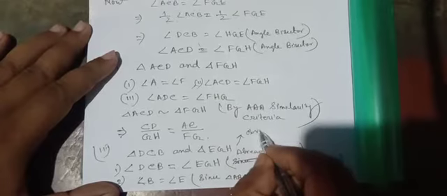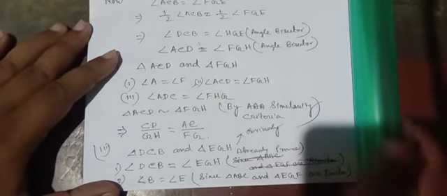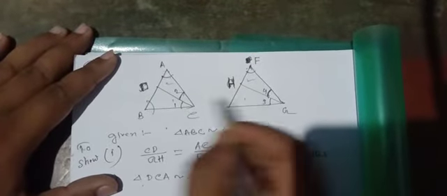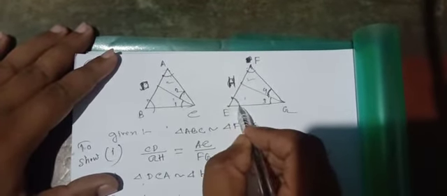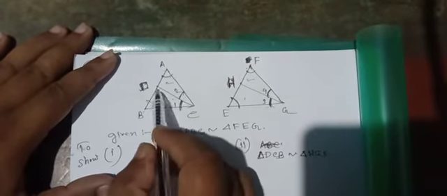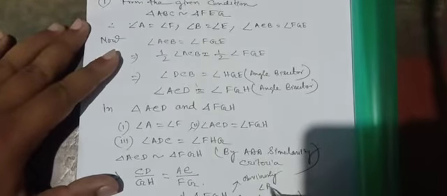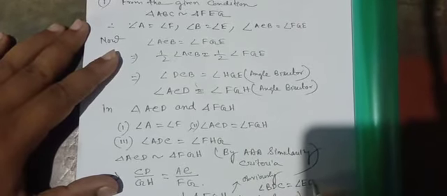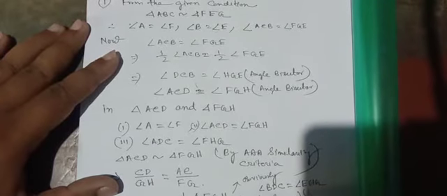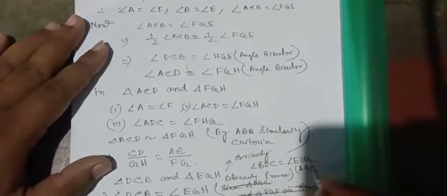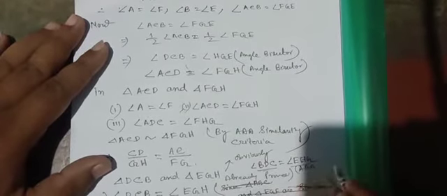Obviously, since I am considering these two triangles, here we can see that angle B is equal to angle F, and angle 1 will be equal to angle 3. So obviously angle BDC will be equal to angle EHG. So angle BDC will be equal to EHG. This is the third one.